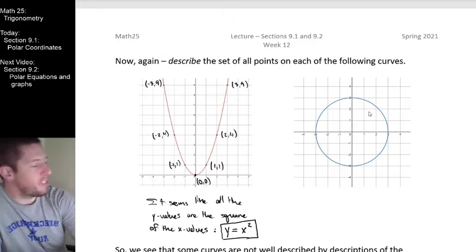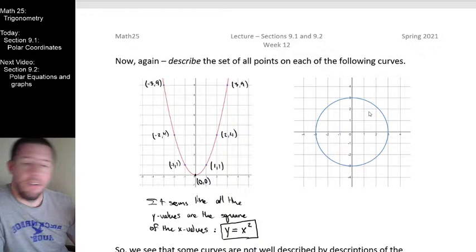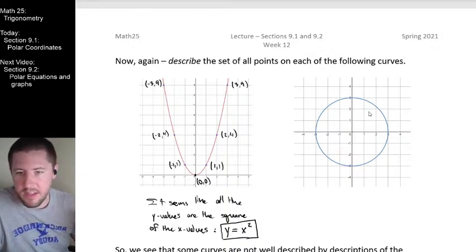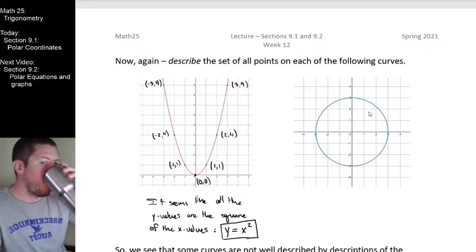So now we move on to our next shape over here, the circle. And I say to you, how would you describe the set of all, there's an infinite number of points on that circle. How would you describe all of them to me? What's the thing that they all have in common?